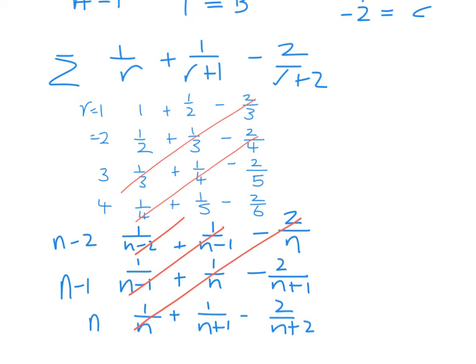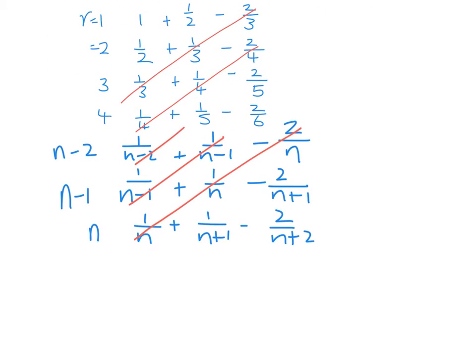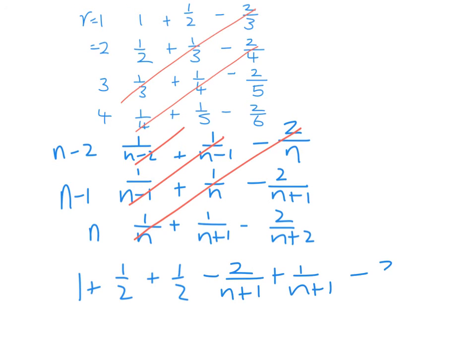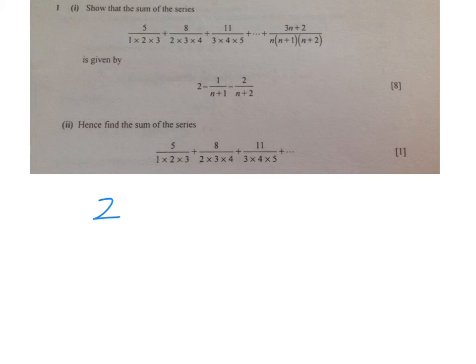So what am I actually left with? From the top, I have the 1, the half, and the half. And from the bottom, we have minus 2 over n + 1 plus 1 over n + 1 minus 2 over n + 2. So it's going to give me 2 minus 1 over n + 1 minus 2 over n + 2, as asked for. So the sum of the series is 2 minus 1 over n + 1 minus 2 over n + 2.